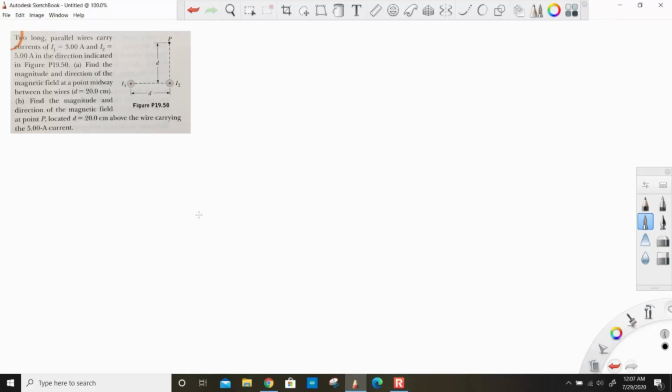Okay, this one's a two-part problem, and we have two wires and then a point P. It's important to keep in mind that point P doesn't have a wire or a charge there or anything like that. It's just a point in space. The distances D are the same and are listed in the problem.